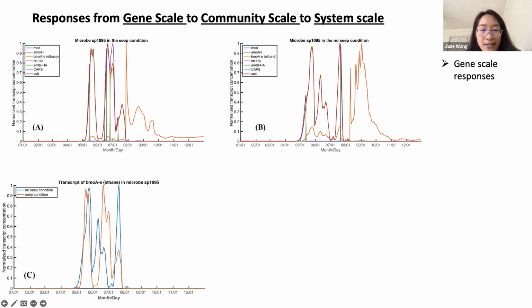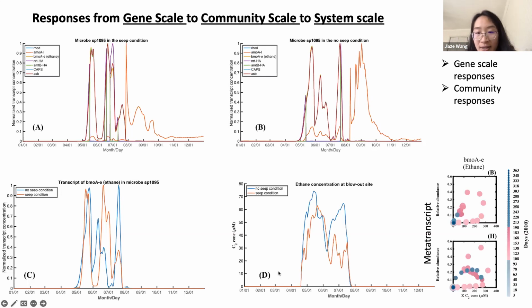Then I compared the transcript level of the same microbe in different conditions. The blue color is the no SIP condition, and the orange color is the SIP condition. They actually have different patterns, and the metabolism responds differently, even though it is the same microbe. Then I looked at the community response. For that, you would want to check the metatranscript of the whole community, pulling out all the ethane degrading genes together from different species, and see how it regulates the spilled oil or the changing hydrocarbon concentration.